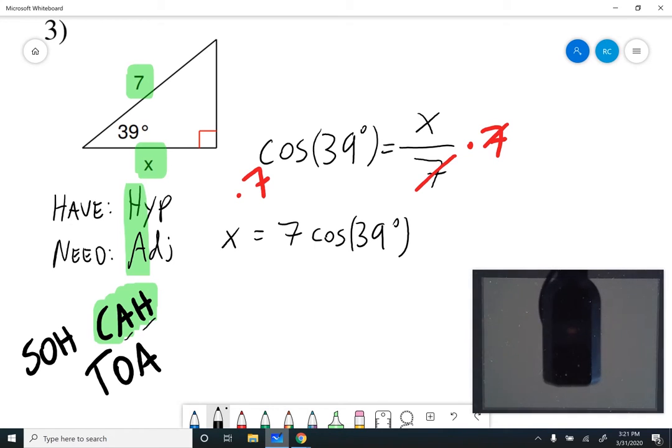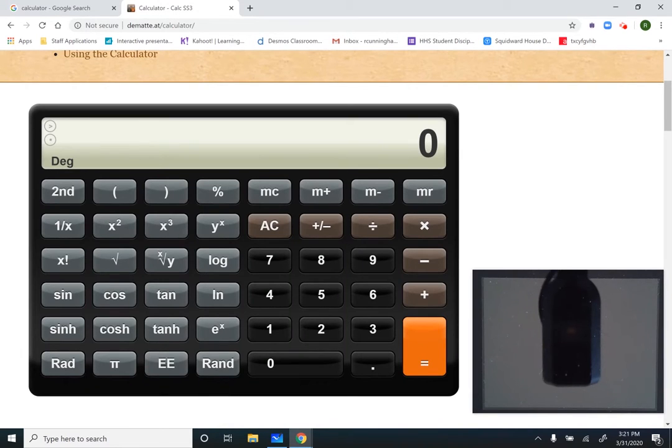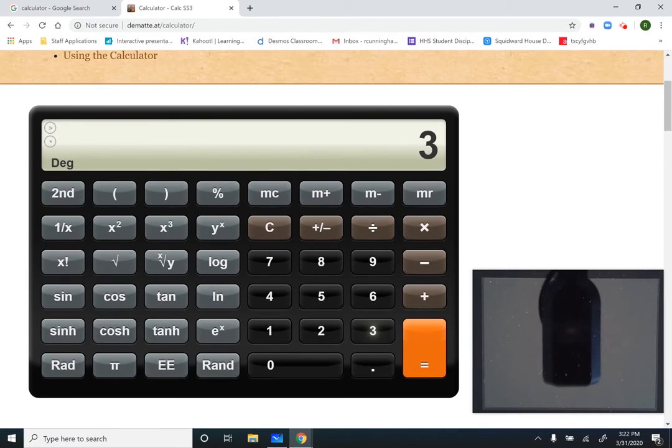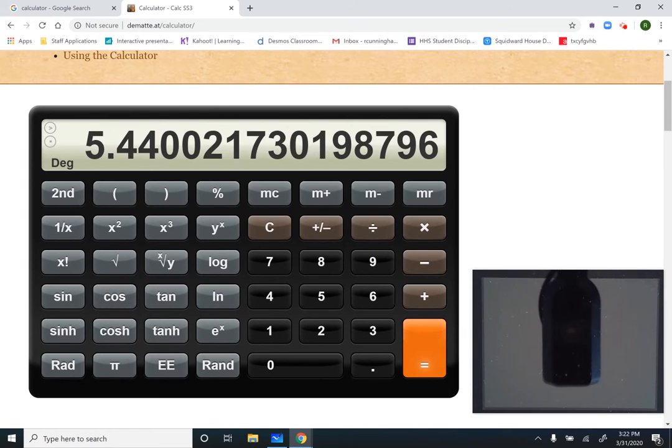I think I'm going to do 2 problems with the iPhone calculator because it can be really confusing. So 7 times cosine 39 degrees, I would say 7 times. Now be careful, you say 39 for 39 degrees, then you hit cosine, then you hit equals. When you hit cosine, it just calculated the cosine of 39 degrees. Then you hit equals and it does the multiplication. So we get 5.44.